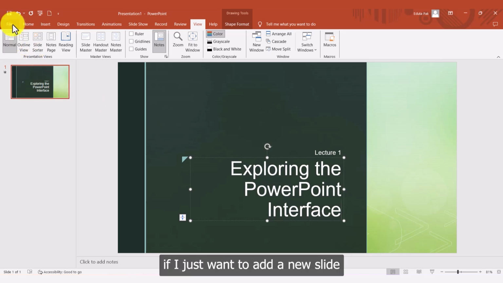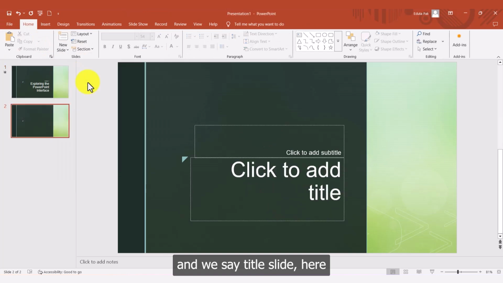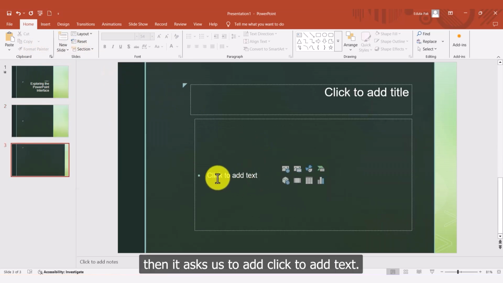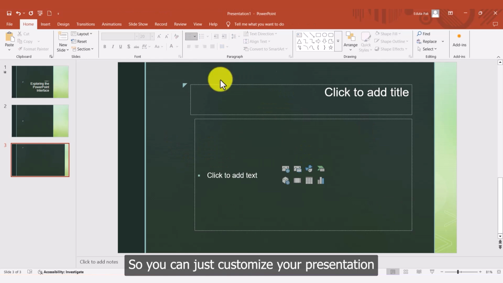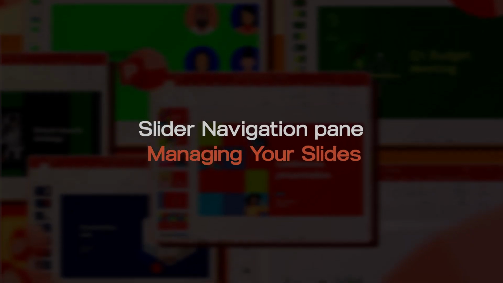For example, if I just want to add a new slide which says title slide, here you can see it says click to add title and click to add subtitle, or if we have a content, then it asks us to click to add text. So you can just customize your presentation file as per your needs and requirement and the content you are working on. Slide navigation pane, managing your slides.